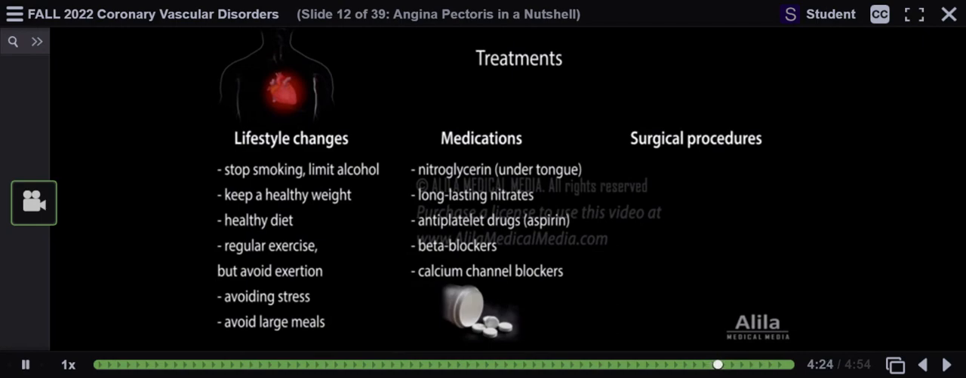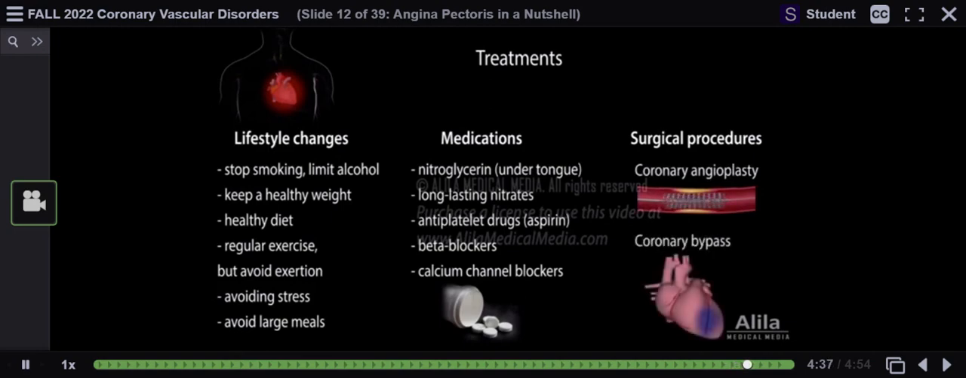Several revascularization procedures are available to restore normal blood supply to the heart. Coronary angioplasty makes use of a balloon and sometimes a stent to widen the affected artery. Coronary bypass uses a graft to create an alternative route for blood to flow beyond the site of blockage.